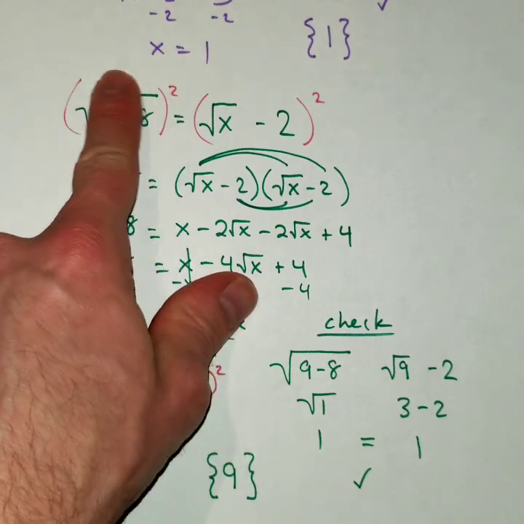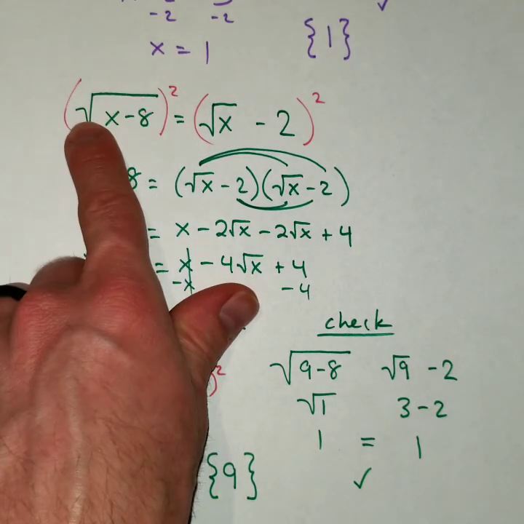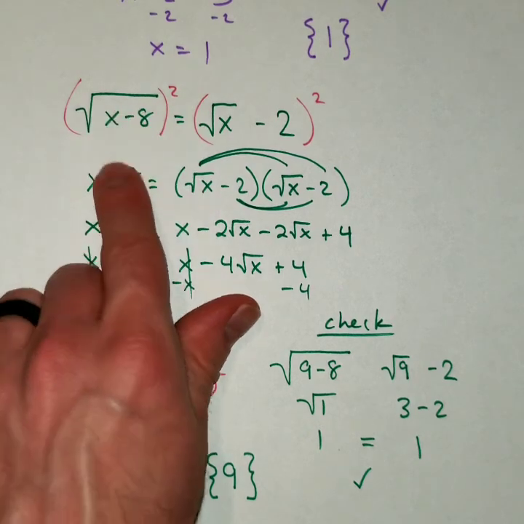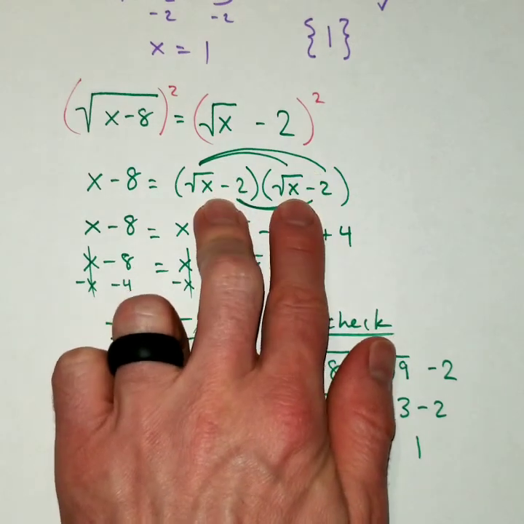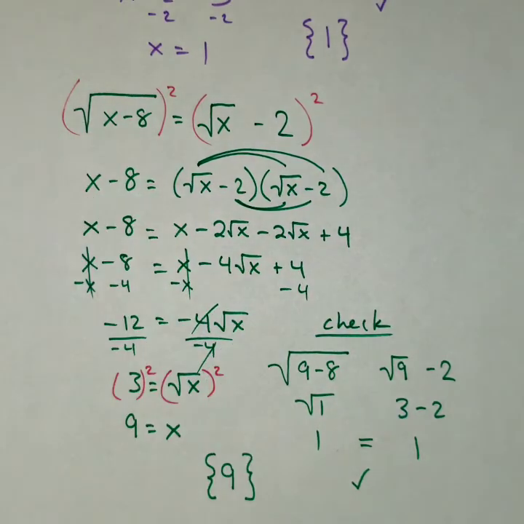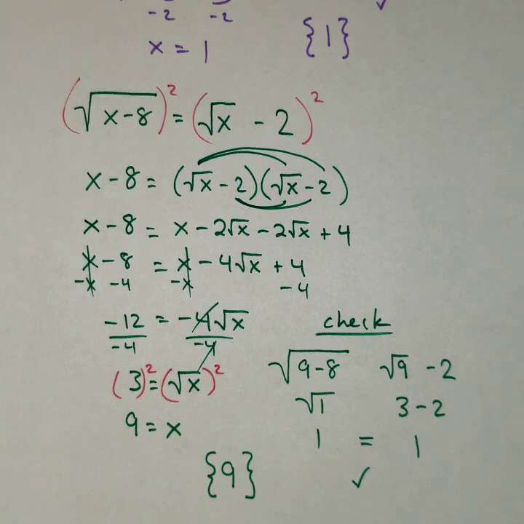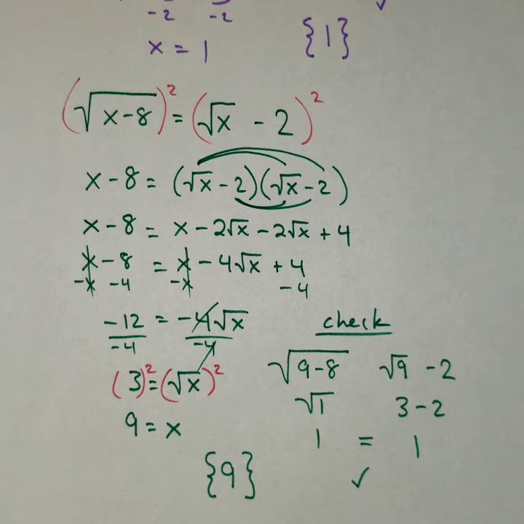Here I only have one term, it's just this one root. Even though there's 2 terms underneath, it counts as 1 with the root, and so the square of the root disappears. So if you have more than one term, you have to expand with FOIL. Otherwise, you can just eliminate the root. Alright, that does it for radical equations.